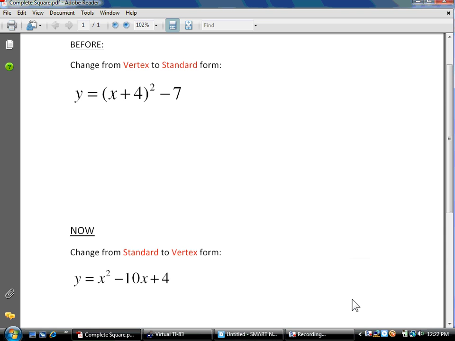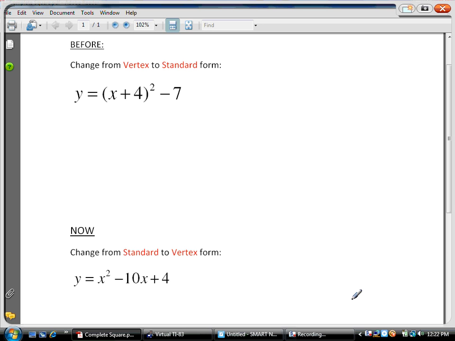Okay, what we're going to do today is completing the square. So first thing I want to do is just show you basically what we've done before and what we're going to be doing now. What you've seen before is we've gone from vertex form to standard. Remember, the reason vertex form is useful is because we know where the vertex is very easily. It's going to be at -4, -7.